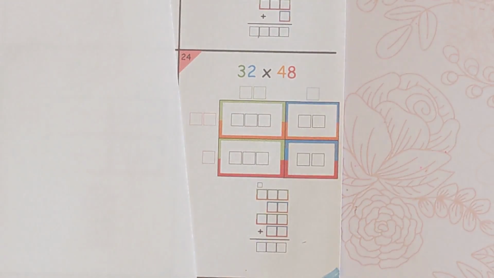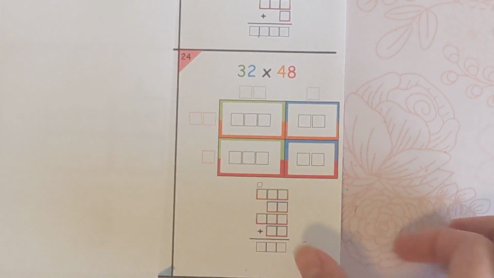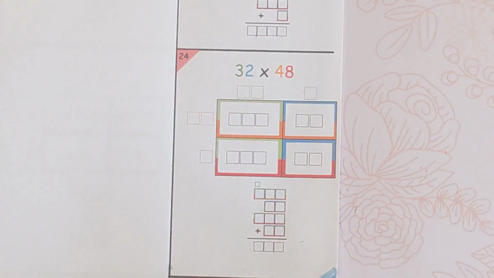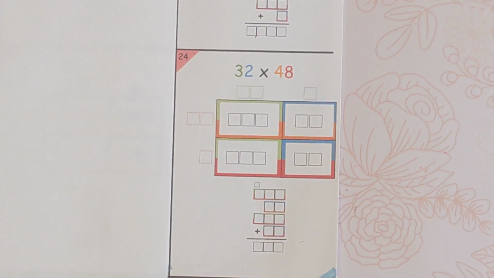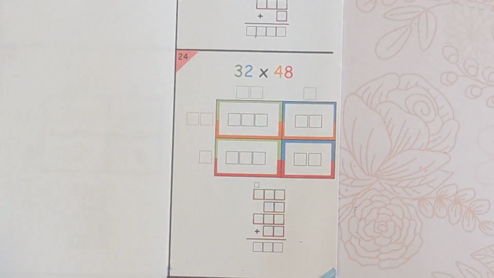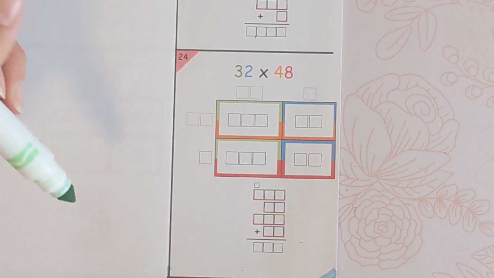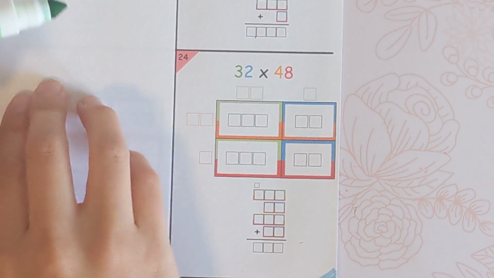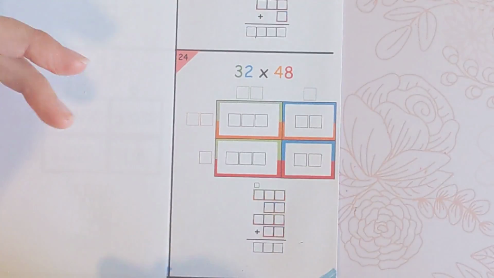Hey everybody, we are multiplying with the area model. We're going to do 32 times 48. So if you have this worksheet, you can use the color coding and the boxes to help you, and it can help you kind of self-check as you go. If you don't have it, I'll show you how to just draw a box over here, but you can also go to the description to get these.